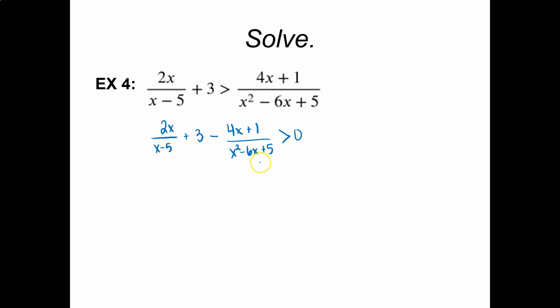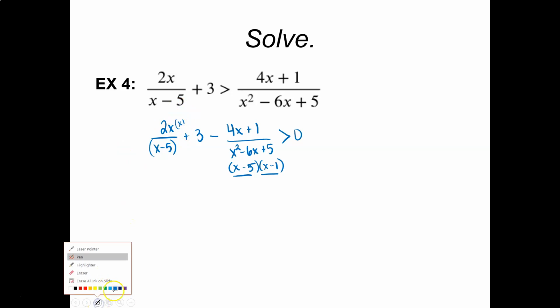Alright, so we want to factor this denominator right here, and it will factor into x minus 5, x minus 1. So this denominator already has an x minus 5 and x minus 1. Over here we have an x minus 5. So, Maddox, what do we need to multiply by? We need an x minus 1, so we'll do x minus 1 there in top and bottom.